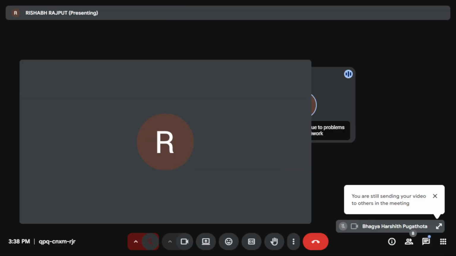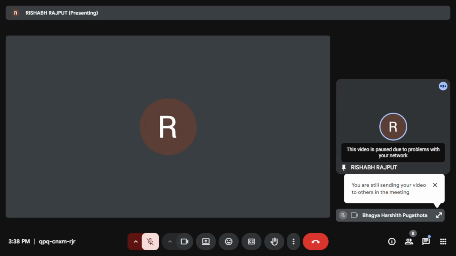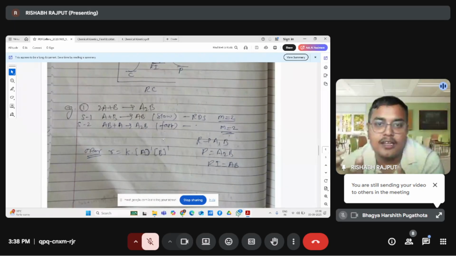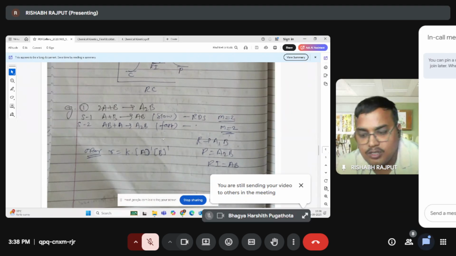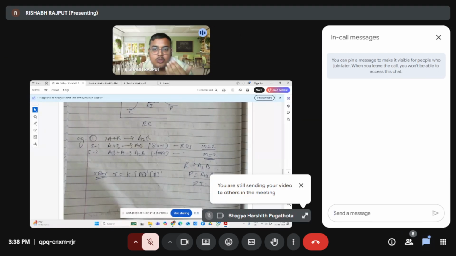I will give you two examples for complex reactions. In the first example I will show that the first step is slow, and in the second example that the second step is very slow. How to do the calculation for that, I will show here. Please understand, I will also upload it in the class. Please try to understand here. It is very important for you guys.